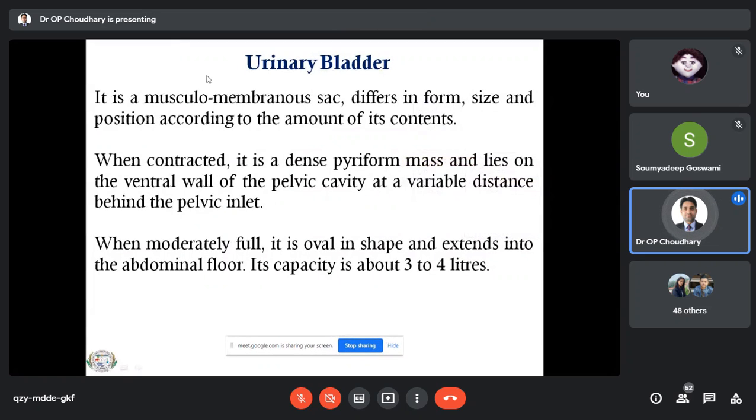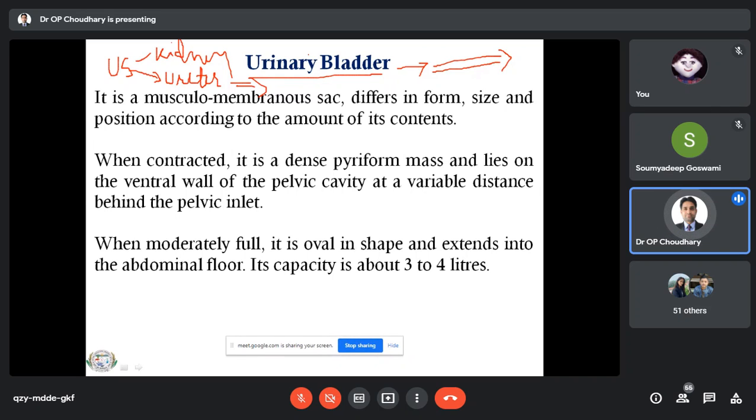As I already told you, in the urinary system there are four components. Number one is the kidney. These kidneys are two, one right kidney and one left kidney. The second component is the ureter. From each kidney there is emergence of one ureter, and these two ureters communicate with the urinary bladder. From the urinary bladder there is one single passage that opens external to the body. So kidneys are two, ureters are two, urinary bladder is single and urethra is single.